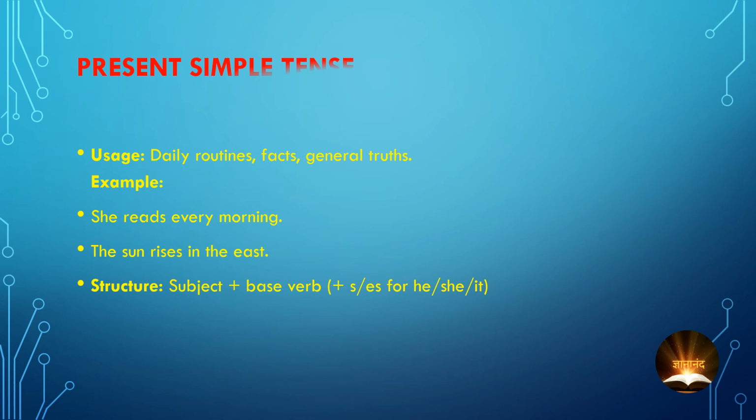Present simple tense. The present simple is used for daily routines, facts, and general truths. For example, she reads every morning, and the sun rises in the east. We use the base form of the verb and add s or es for he, she, or it.